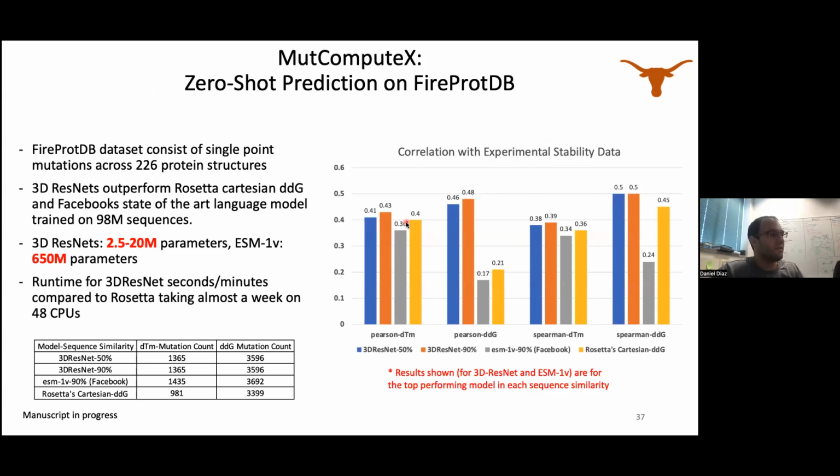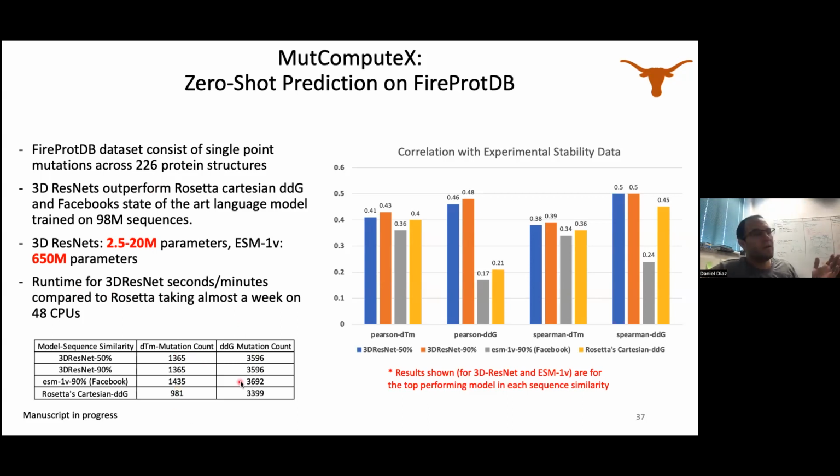So FireProt-DB is a database put together of all single point mutations. So this is all experimental data. They have about 226 proteins that have structures where they have experimental data for point mutations, where upon making a mutation, they measure how the change in temperature, so the DTM. So does the protein become more thermostable, up or down, or less thermostable? And also delta delta G, so overall stability of the protein. So different experimental mutations have both or one or the other. And you can see those counts down here that we did.